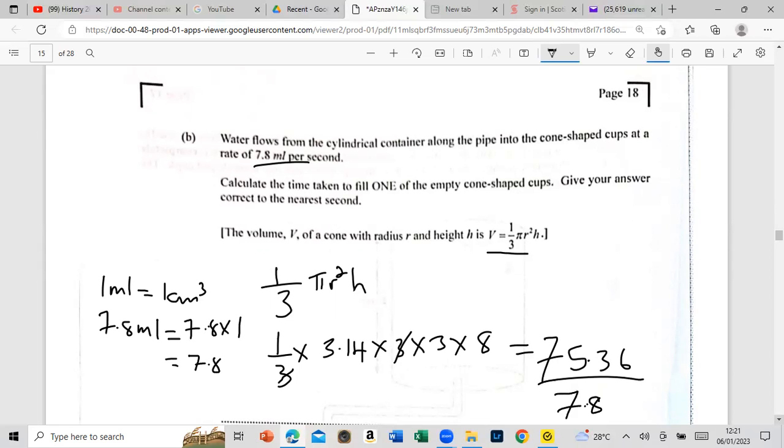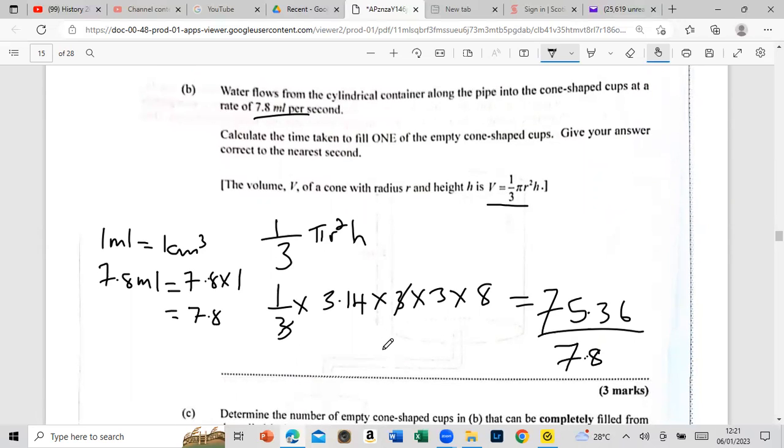It's about 9.66. So to the nearest second, it will be 10 seconds. And that's for 3 marks. I think that's a lot of problem for 3 marks.